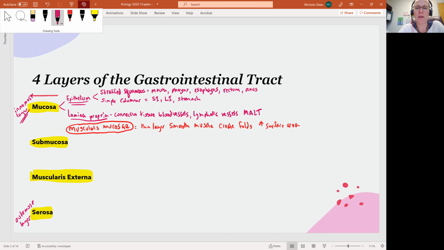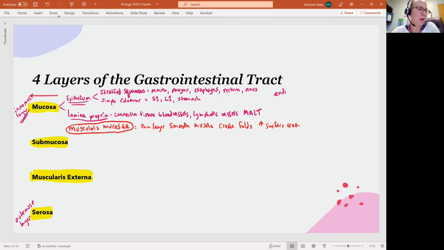Also, in the mucosa, I wanted to mention what are called endocrinocytes. And we're going to find endocrinocytes at the stomach and the small intestine. And these are going to be endocrine cells in the stomach and small intestine, meaning they're going to be releasing hormones. And we're going to be spending a lot of time talking about those hormones. So that is something we're going to need to be paying close attention to.